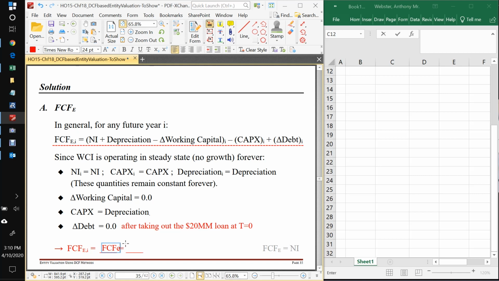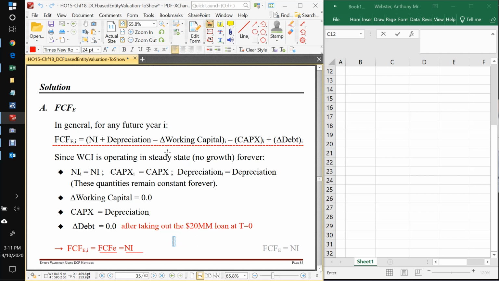I can't do subscripts with this, so you just have to bear with me. And also, we can get even simpler with this. The free cash flow in any given year is going to equal the net income. Let me show you how that works, because this also helps us simplify things enormously.